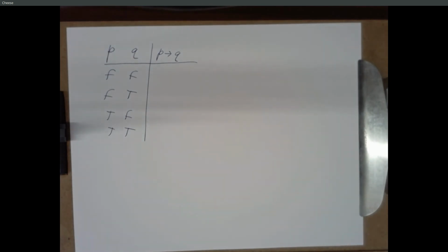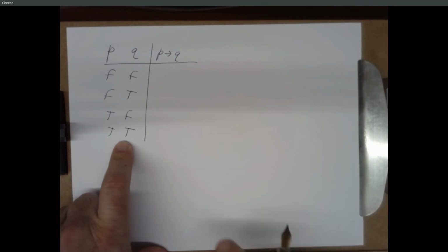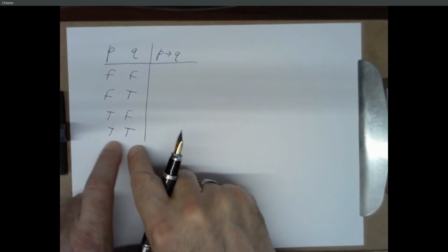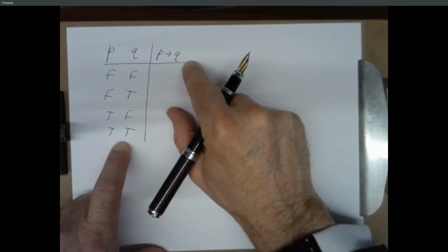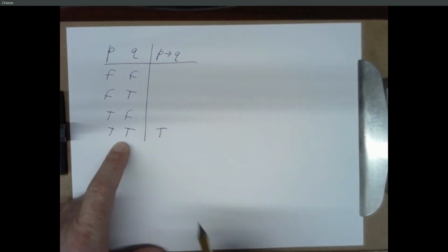All right, if P then Q. Well, suppose P is true and Q is true in this last row down here. And I make the statement, if P is true, then Q is true. Well, if P is true and Q is true, this conditional is absolutely true. Agreed? Yes. Right, so this is certainly true.